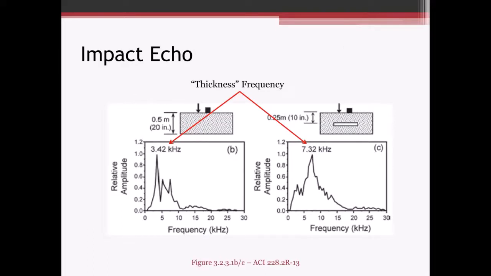So a couple of figures out of ACI 228.2, just showing you the thickness frequency, that dominant frequency that resonates. I've had people tell me that these are idealized images, and to a certain extent maybe they are. Certainly here you see a real dominant peak. Here you certainly see a dominant peak, but you've got some other dominant peaks right here. I wouldn't consider these idealized images.